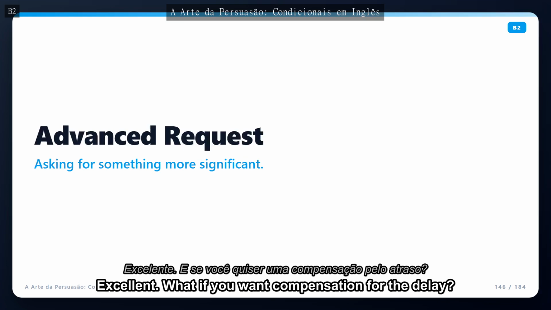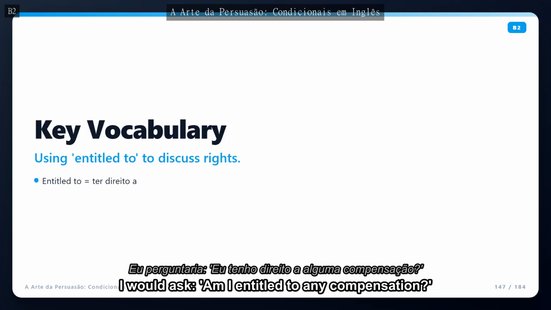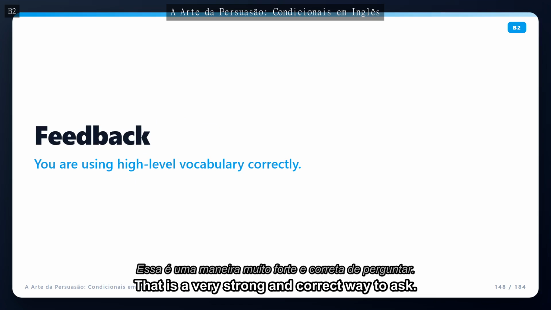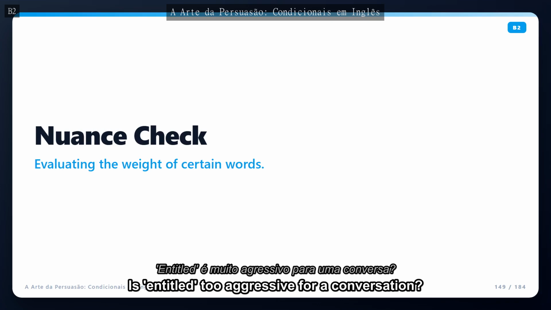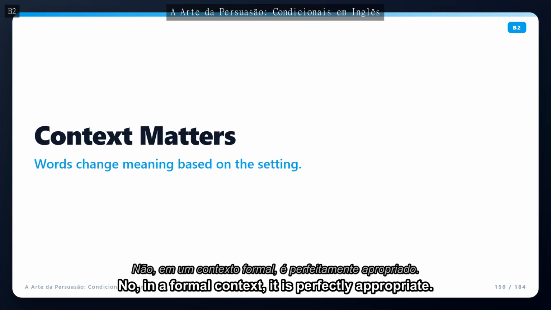Excellent. What if you want compensation for the delay? I would ask, am I entitled to any compensation? That is a very strong and correct way to ask. Is entitled too aggressive for a conversation? No, in a formal context, it is perfectly appropriate.